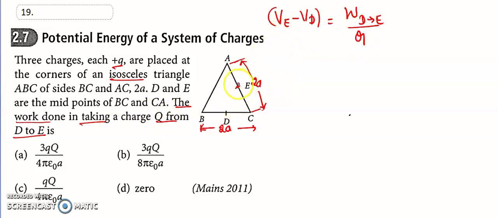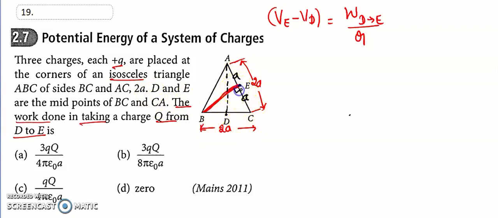So what is the potential at E? The potential due to A, potential due to C, and potential due to B. Similarly, what is the potential at D? Potential due to B, potential due to C, and potential due to A. So this one is A, this one is A, total 2A.